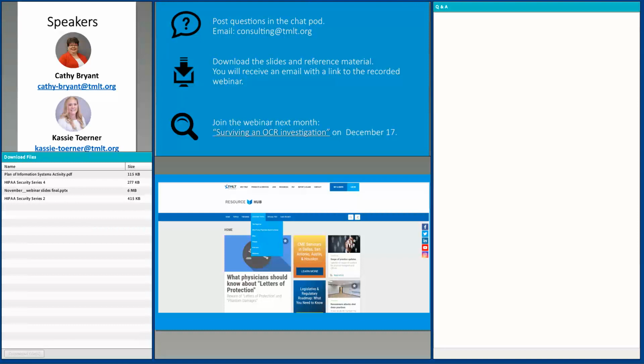You can always just Google HIPAA Security Series. There's actually six different documents in that series, and we've only highlighted two parts of it today.